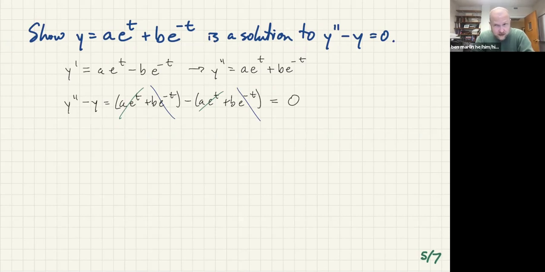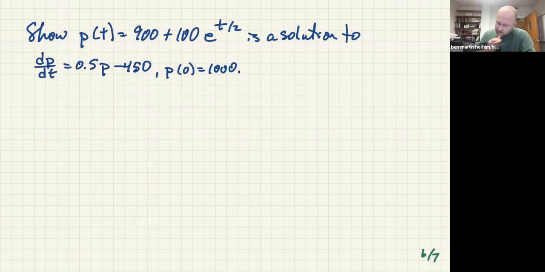Don't assume that it is, show that it is, okay? All right, so here we've got something where we're showing that we have a solution to an initial value problem. So kind of like the one earlier. So remember, we've got this here. And so now we have to calculate the dp dt portion of it.